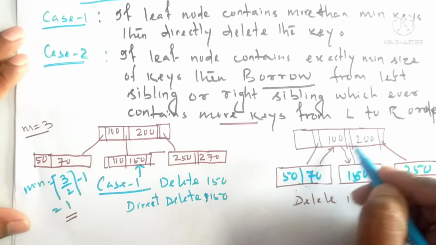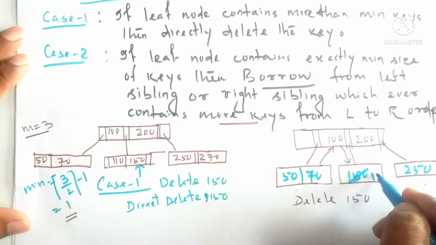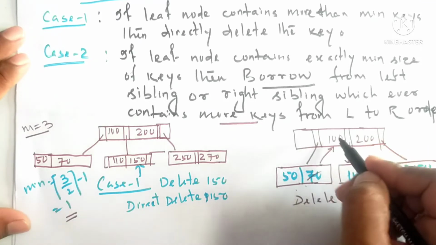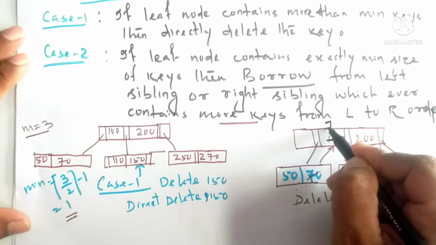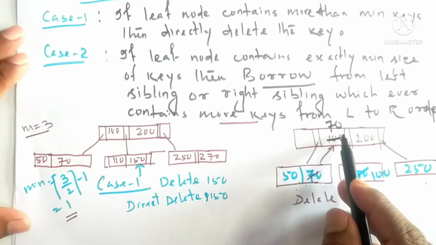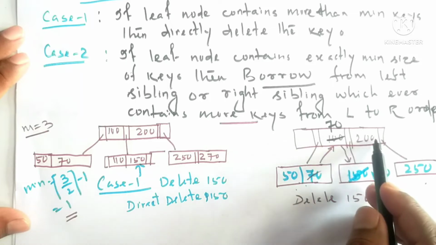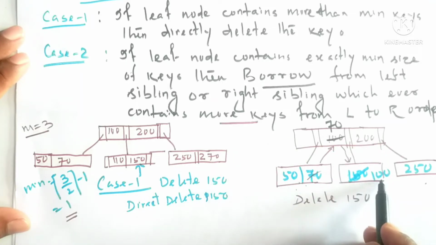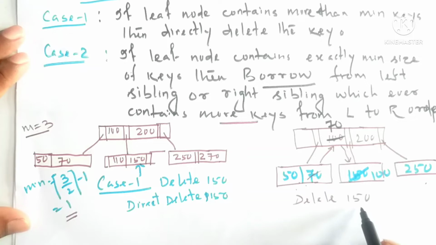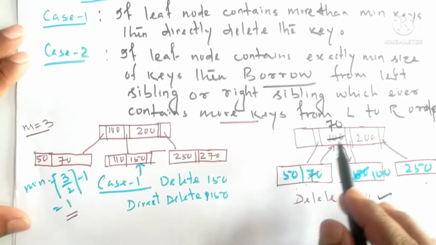So what will happen? 150 is deleted, 100 comes to here, and 70 is now transferred to here. Now you can see that 70's left value is 50. So 50 is the root, and your parent contains 70 and 200. 70's right child contains 100, and 200's right child contains 250. So this is the way you are going to delete 150 from your leaf node.